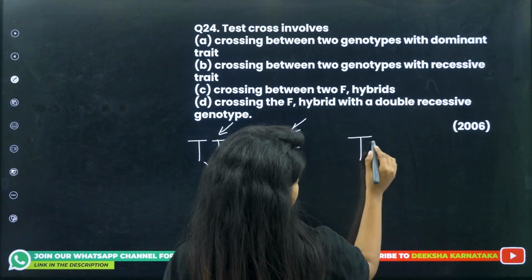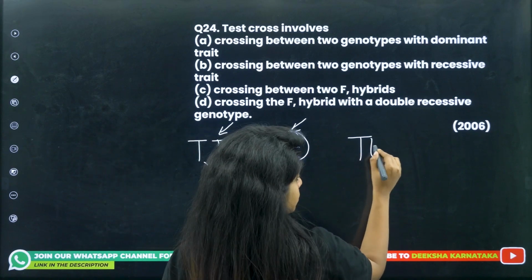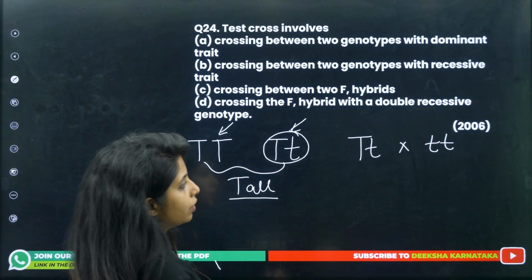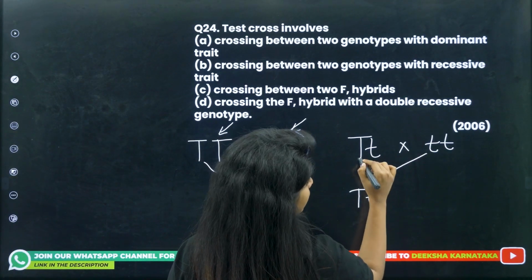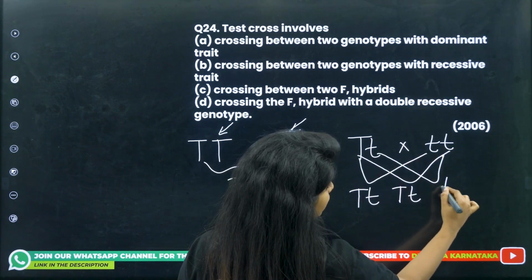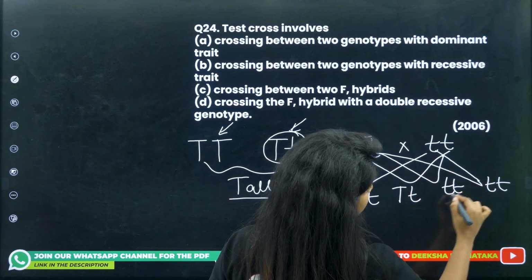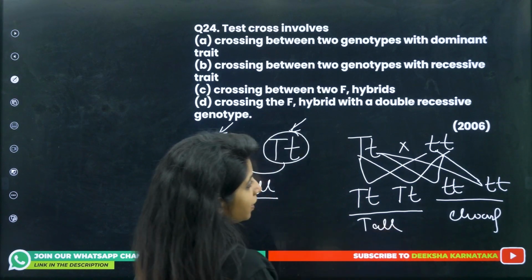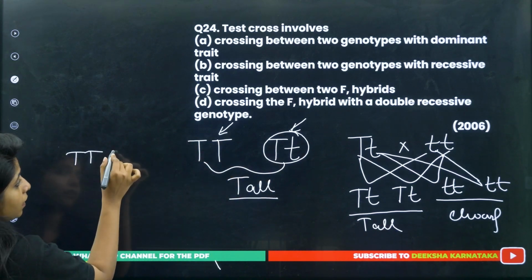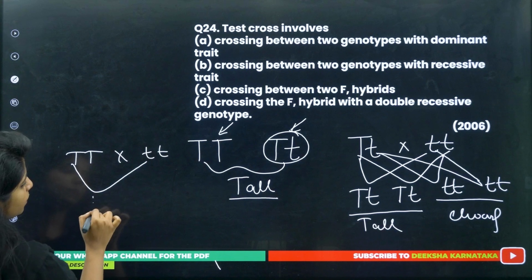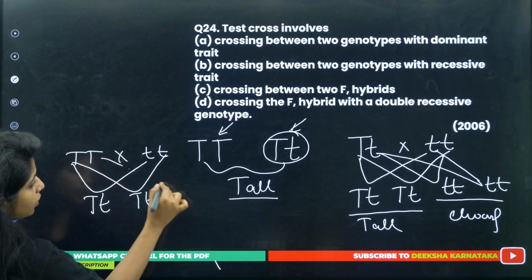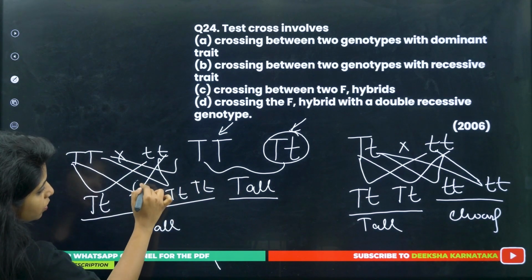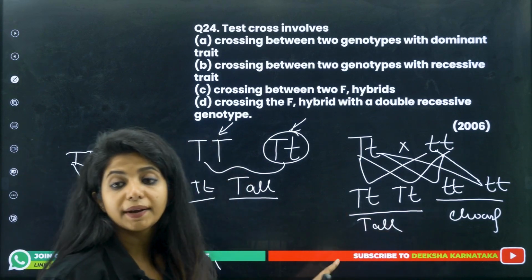Instead, suppose I am doubtful about this, so I cross it with a recessive parent. I get capital T small t, capital T small t, small t small t, and small t small t. So half of them will be dwarf and half of them will be tall. Whereas if the genotype was capital T capital T, then when I cross, all of them will be capital T small t, all tall, because there is one dominant allele. So to find this out, I do the test cross.